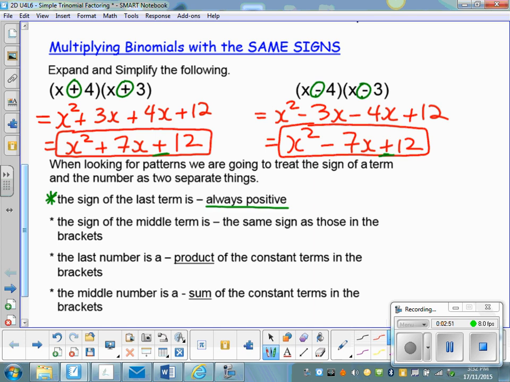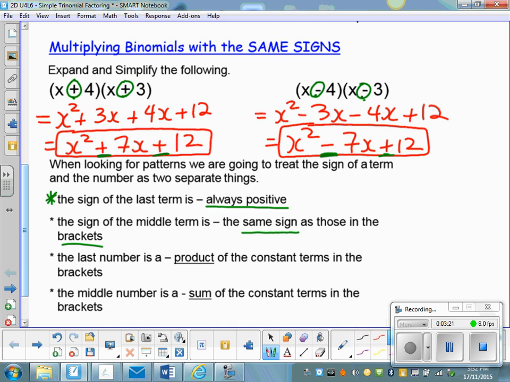The middle term here is positive, and here it's negative. If you connect that to where we started up above, this one is positive in the middle when we had two positives up here, and this one is negative in the middle when we had the two negatives up here. So the sign of the middle term is always the same sign as those in the brackets. That's talking about the signs. Now we're going to talk about the numbers.